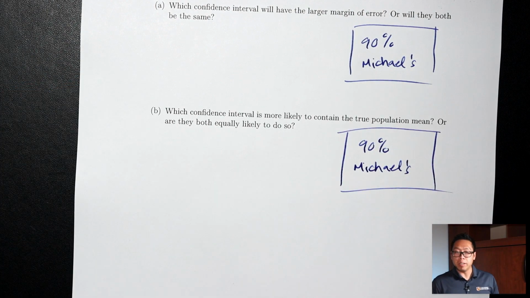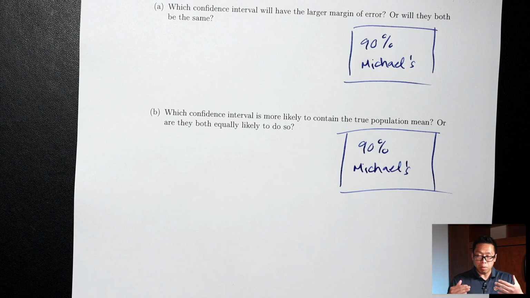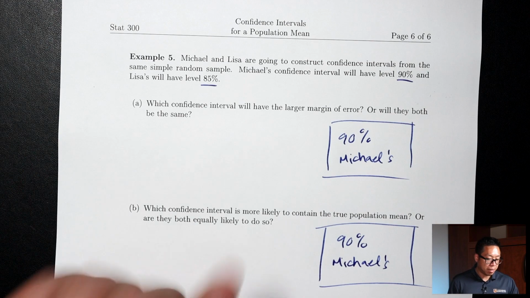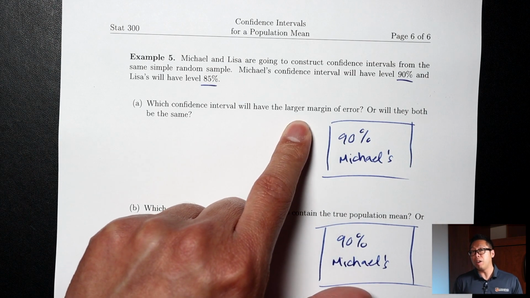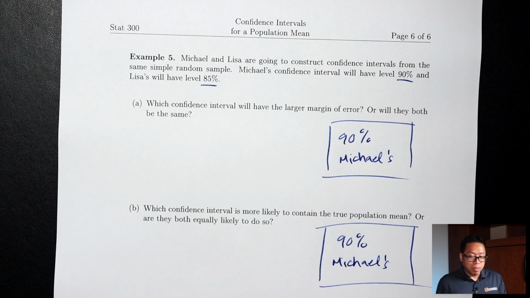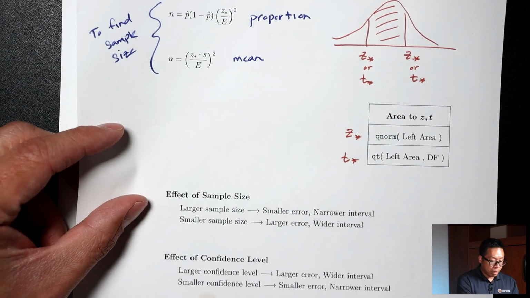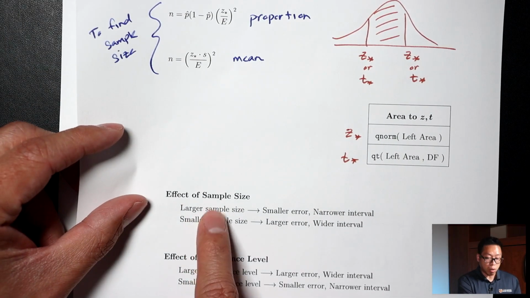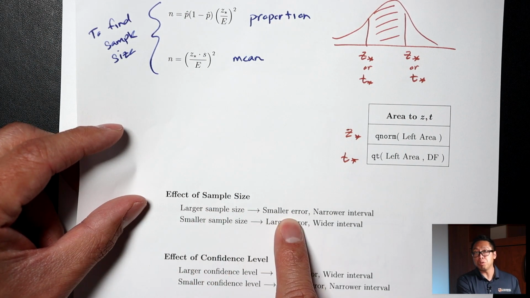So the moral of the story is, larger confidence level means you are more likely to catch the true population mean or proportion. So in general, you want a higher confidence level. But the downside of a higher confidence level is that you also have a larger error, which you don't want. So what do you do? You can compensate for it by picking a larger sample size, because a larger sample size will reduce the error.